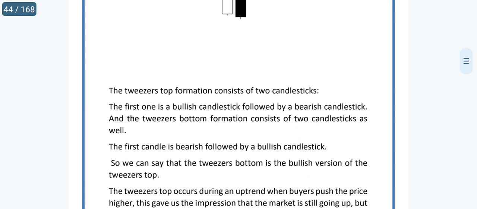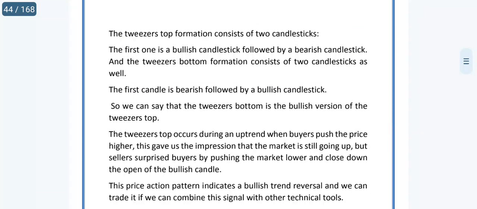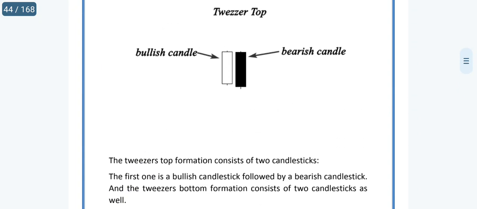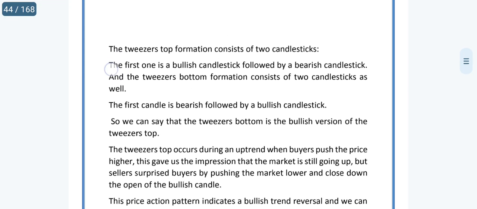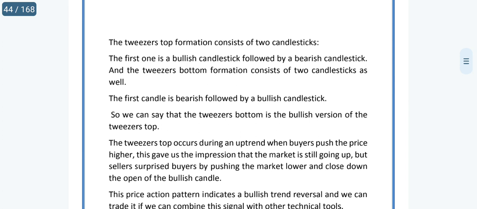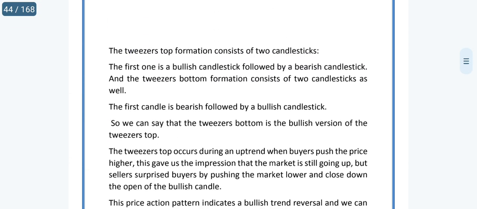The tweezer top formation consists of two candlesticks. The first one is a bullish candle followed by a bearish candlestick. And the tweezer bottom formation consists of two candlesticks as well. The first one is a bearish candle followed by a bullish candlestick. As you may see, the first one is bearish and the second one is bullish.